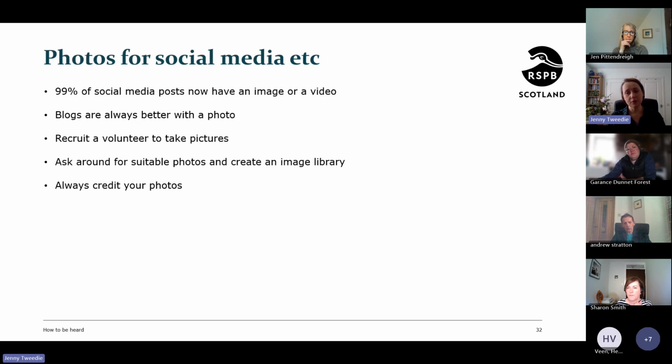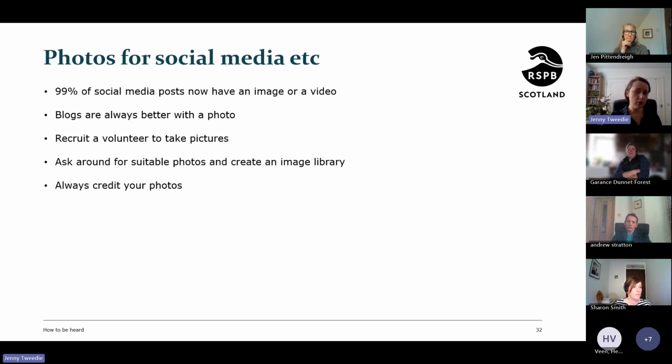Photos are really useful again for social media, and I would say almost all social media posts now have an image or a video with them. Some of them have gone a bit more onto the video kind of way. I am actually going to come back to talk about video, so I won't do that now. Blogs, recruiting a volunteer to come and take photos. That's quite a good way to do it. Make sure they've got all the forms signed, etc.